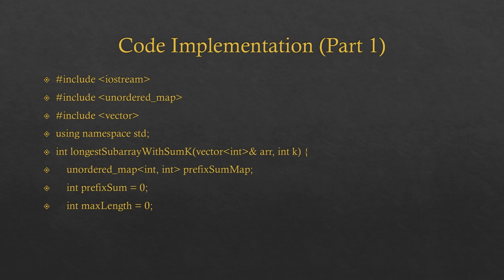Let's now look at the implementation. In the first part of the code, we initialize the necessary variables, including the hash map and prefix sum. We also define a function that will take the array and k as inputs and return the length of the longest subarray.